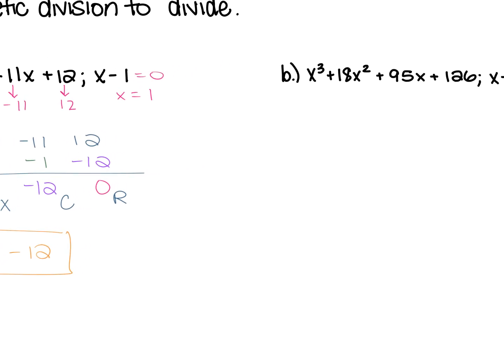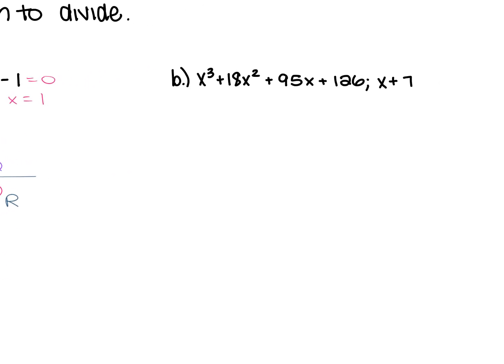For example B, we have x cubed plus 18x squared plus 95x plus 126 divided by x plus 7. So we set that equal to 0 and solve. We get that x is equal to -7. Your coefficients and constants are 1, 18, 95, and 126, because all of your powers are represented. So -7 is going to go on the outside. On the inside, you're going to have 1, 18, 95, 126.